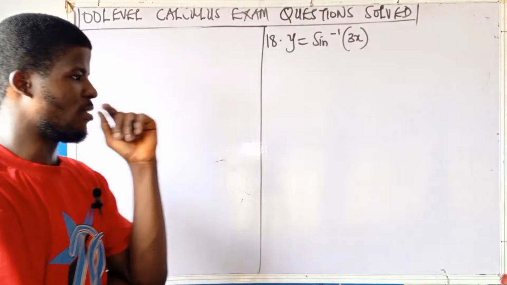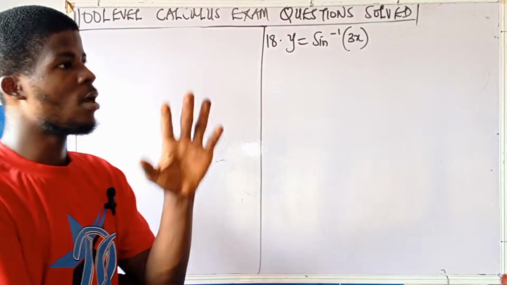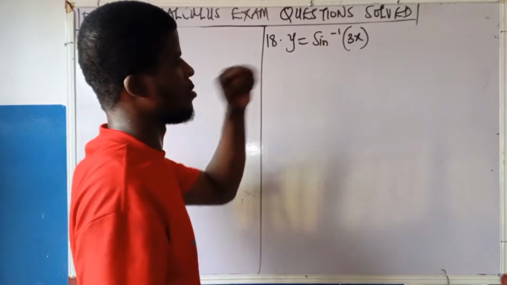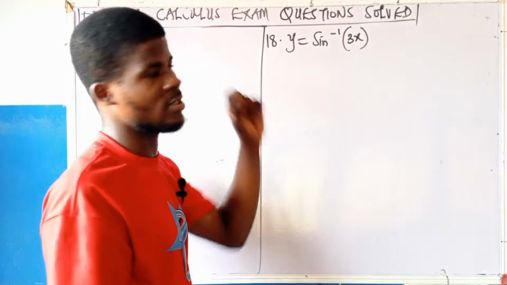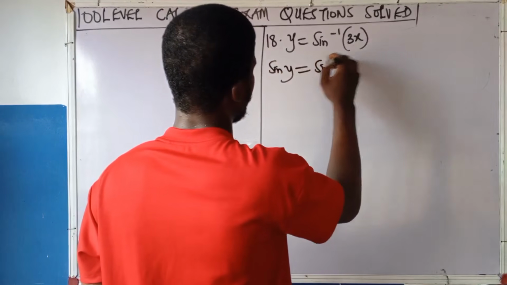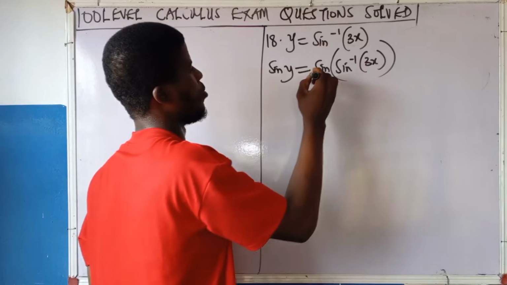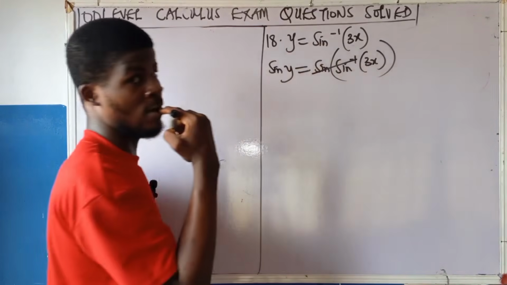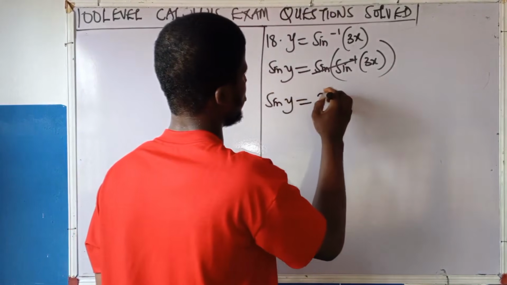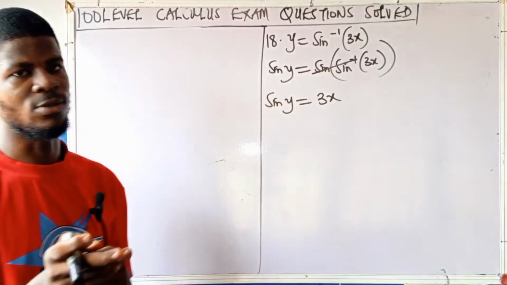Look at this question 18. I want to differentiate the sine inverse of 3x. Watch me. I want to eliminate the sine inverse, so I'm going to take the sine of both sides. It means that sine y is equal to sine of the sine inverse of 3x, so that when sine meets sine inverse, they cancel out. It means that sine y is equal to 3x. From here, I'll perform implicit differentiation.